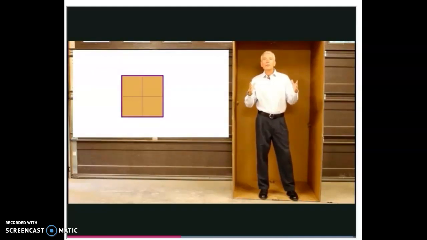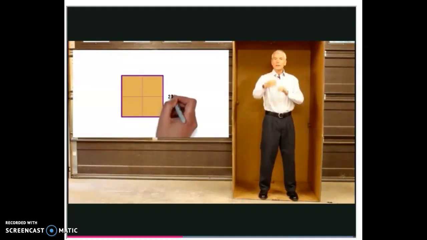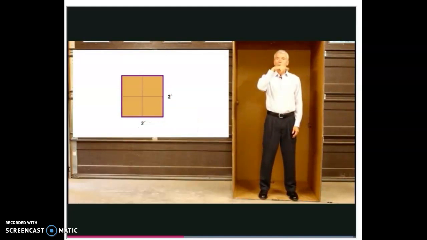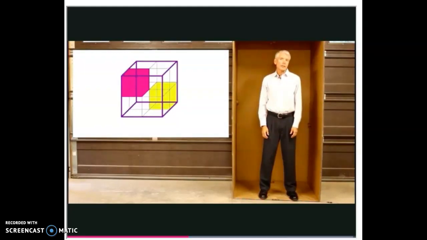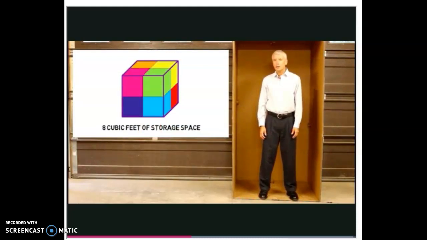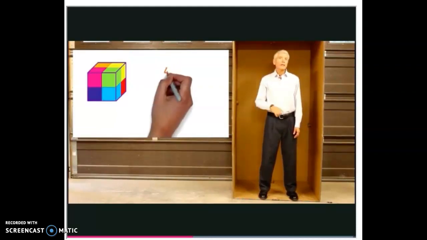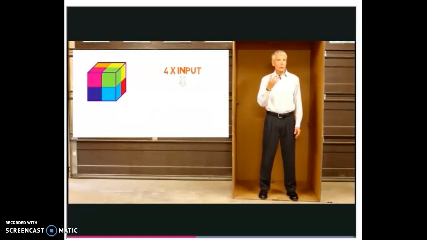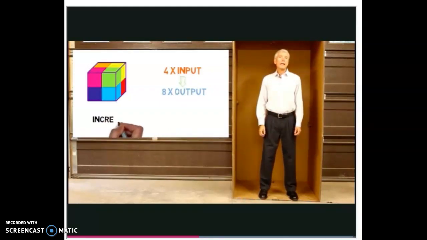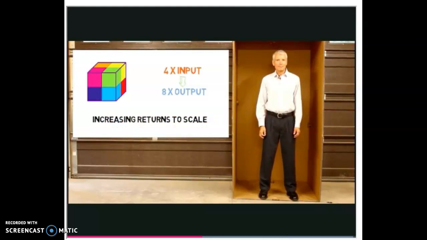Instead, you could make your sides 2 feet by 2 feet. Each side would have 4 square feet of material. 6 of those sides would take 24 square feet of material, but your storage space would be 8 cubic feet. So by increasing your inputs from 6 to 24, that's a 4-fold increase, you increased your output by 8-fold. You have increasing returns to scale.